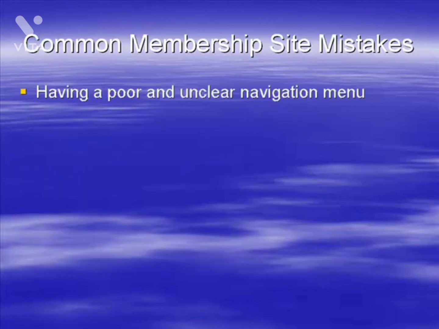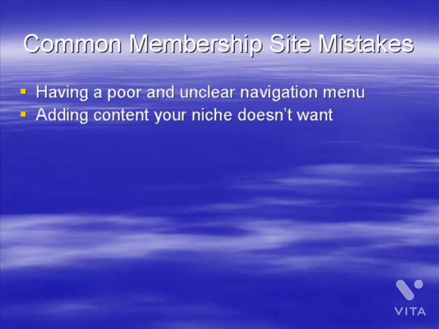Look at your navigation menu. Is it clear and easy to find your way around? I've been to some membership sites and I've sat there and scratched my head and thought, I have no idea how to find the information I want. Where are my downloads? Where do I get this? Where do I get that? It's not clear. You have to make sure that your membership site makes it really, really obvious where to find the information that they've paid for. It's vital to do it, absolutely vital. So check your navigation menu and make sure it's clear and easy.